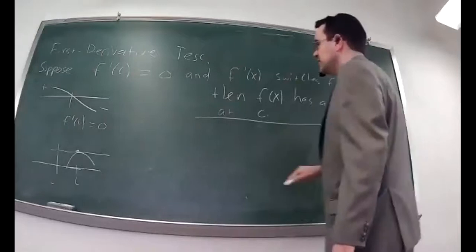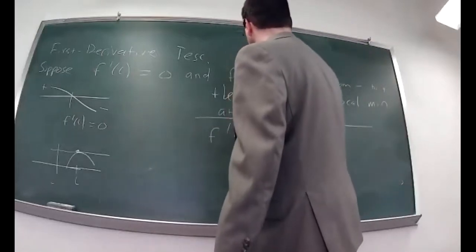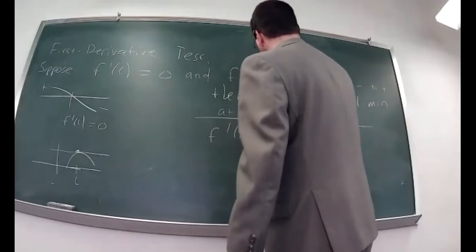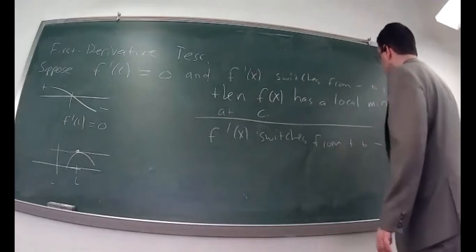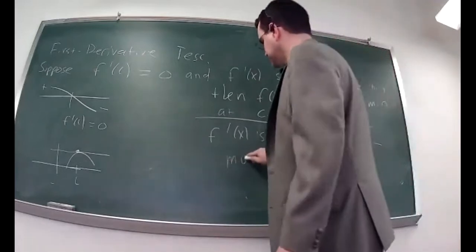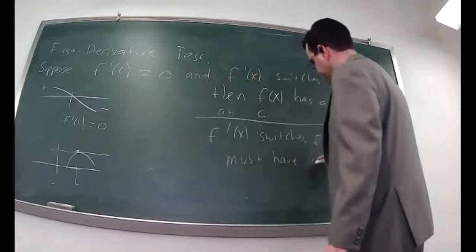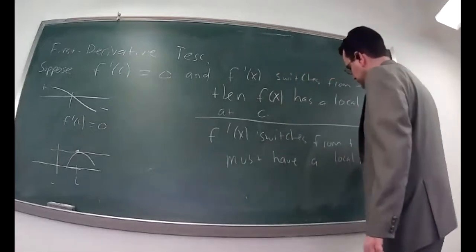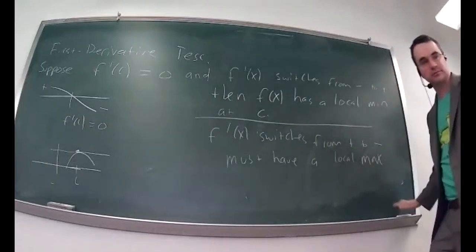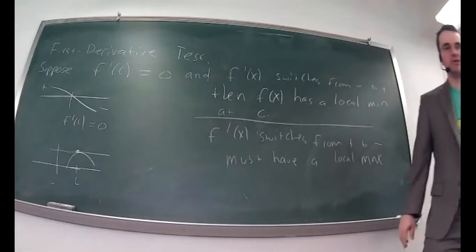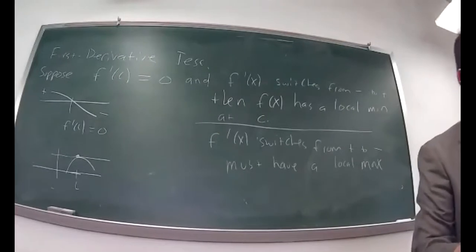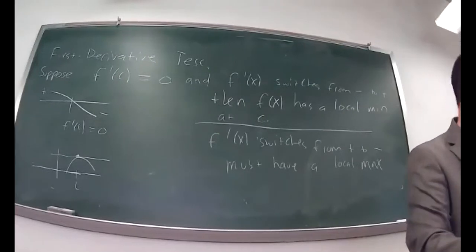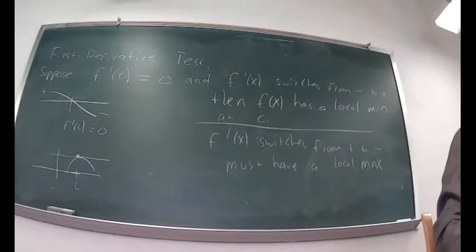c. So the other thing you can say is that if f prime of x switches from plus to minus, you must have a local max. And if neither of those things happen, then you just have a critical point that's probably neither a local max or a local min. So are there any questions on the statement of that first derivative test for critical points?